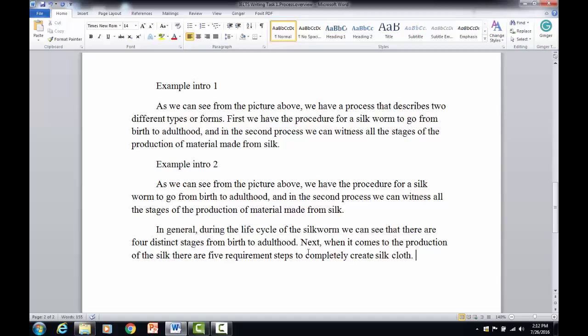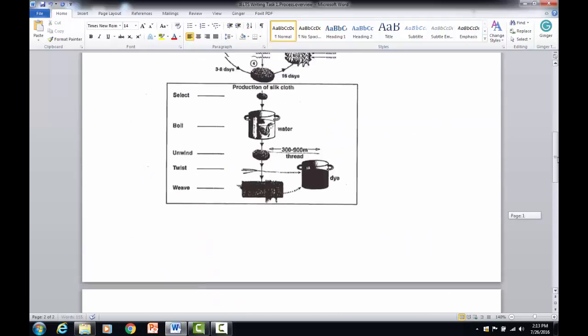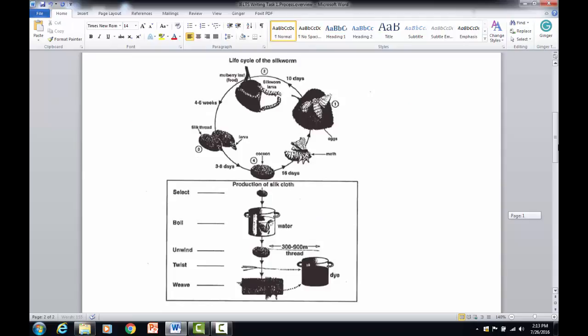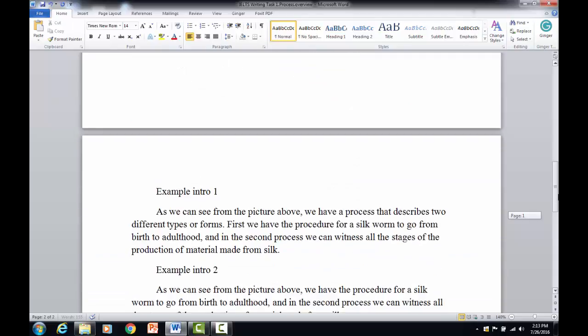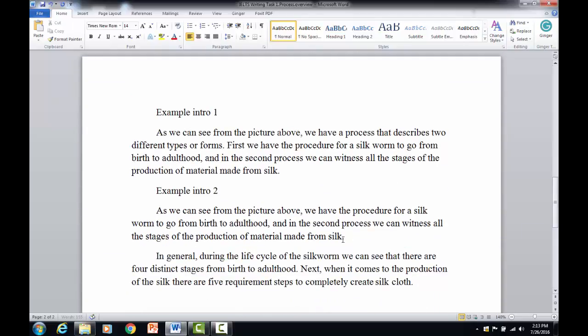There's our general overview paragraph. We talked about how many steps or stages are in the top part and how many steps or stages are in the bottom part. Okay? There's our graph right there. There's our process right there. And here is our general overview right here.